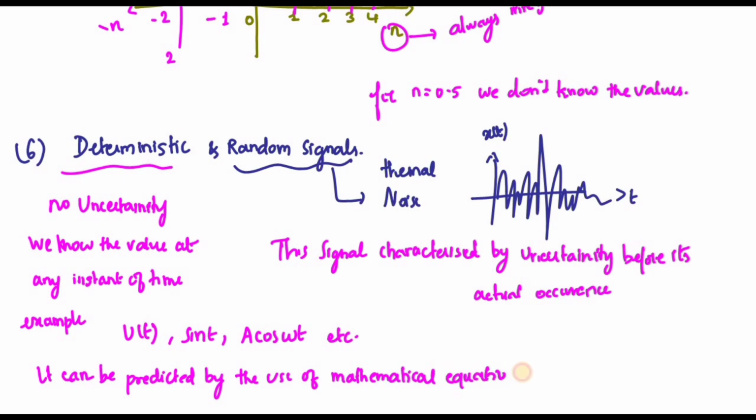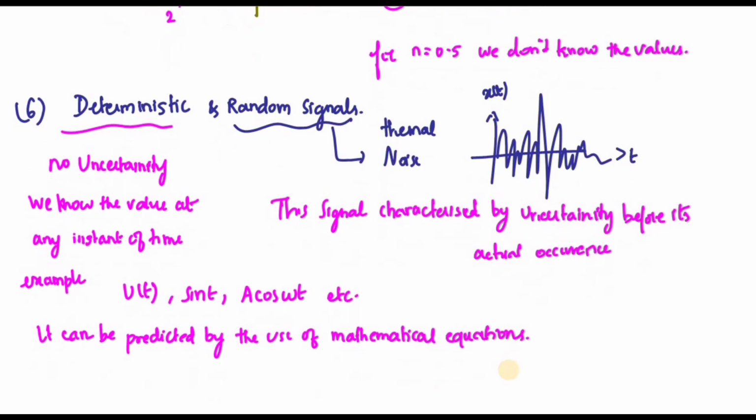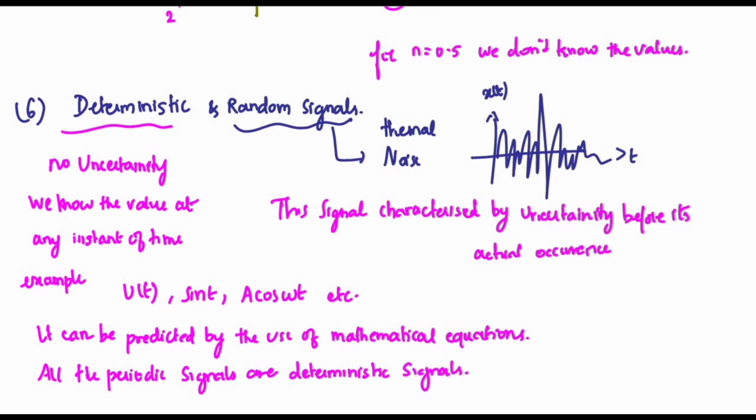All periodic signals come under the deterministic signals. So what is a periodic signal? x of t is equal to x of t plus capital T. But I can't say that all deterministic signals are periodic signals.